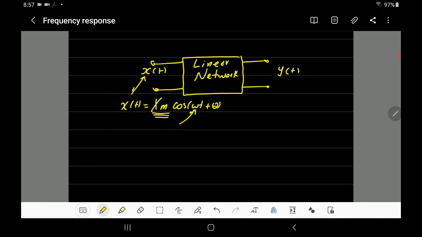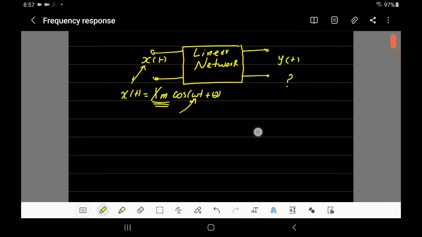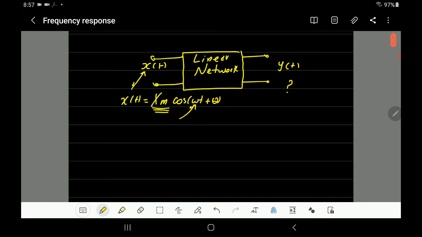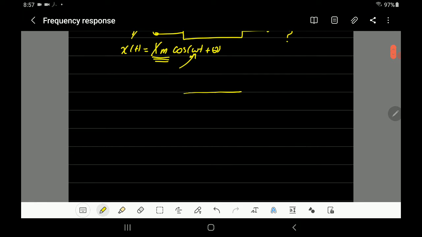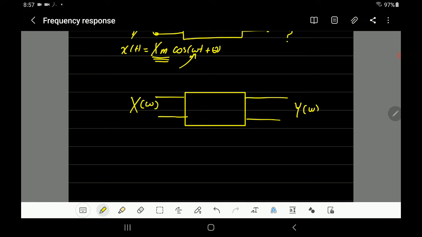We'll keep the amplitude constant, and we'll change the frequency, and then we wish to find the response of the system. We wish to find the output response to the change of the frequency of the input. That means frequency response. Well, to do that, you've got to change all variables here into the frequency domain. So just to sketch again the same linear network, the input will be x capital of omega, not of time, and the output will be y capital of omega.